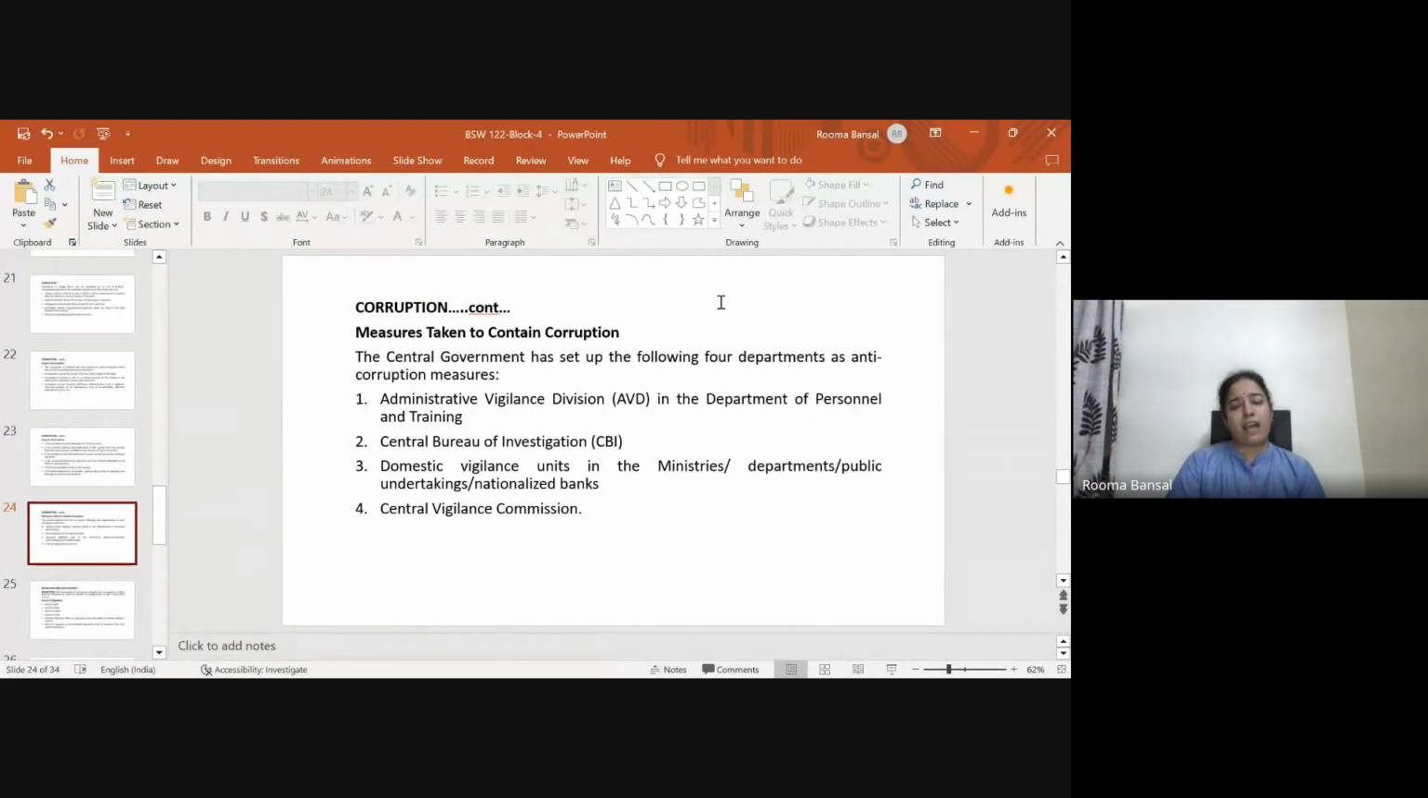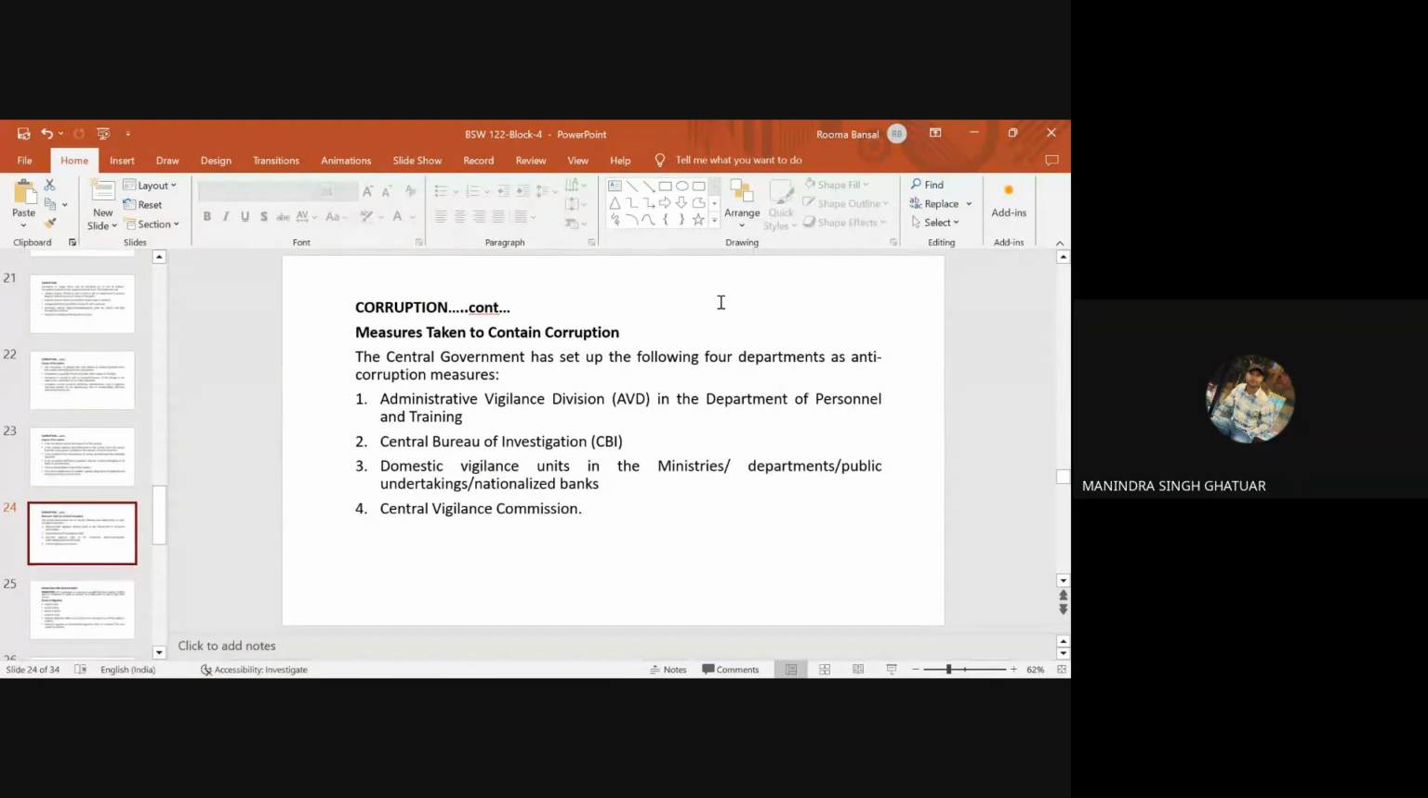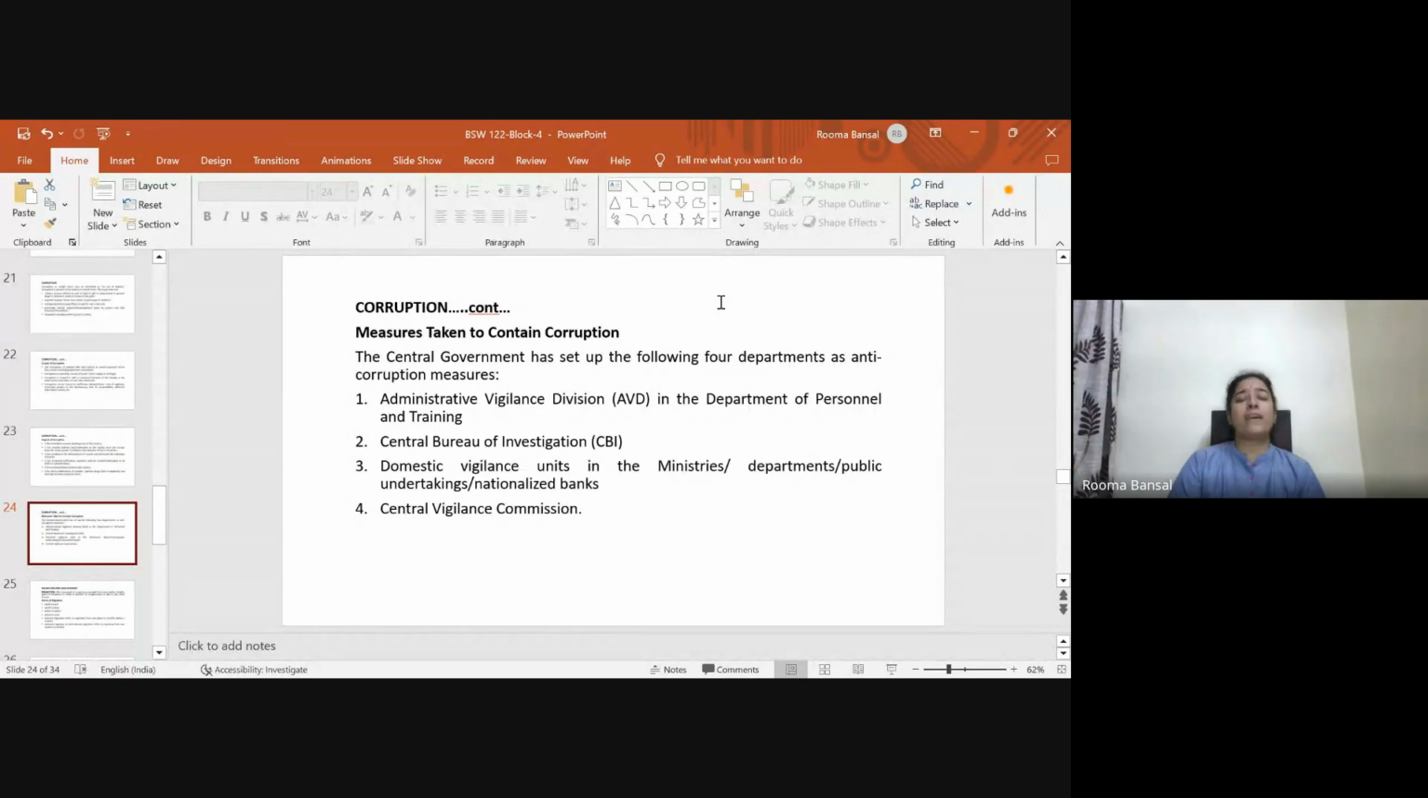A few classes back, I gave you the example of the journalist Rana Ayub, right? Yes, ma'am. Rana Ayub collected funds for COVID relief on the platform of Ketto, and she has not shown the accounts.